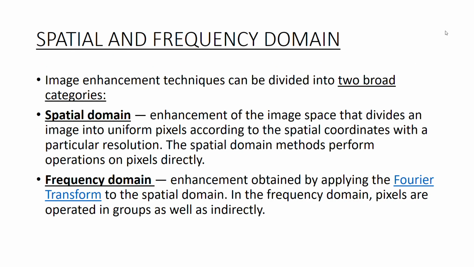So let's talk more about spatial and frequency domain. Image enhancement techniques can be divided into two broad categories. First is spatial domain. Enhancement of image space that divides an image into uniform pixels according to spatial coordinates with particular resolution. The spatial domain methods perform operation on pixels directly. So what is frequency domain? Enhancement is obtained by applying the Fourier transform to the spatial domain. In the frequency domain, pixels are operated in groups as well as indirectly.